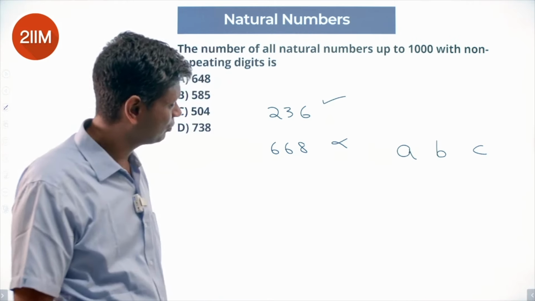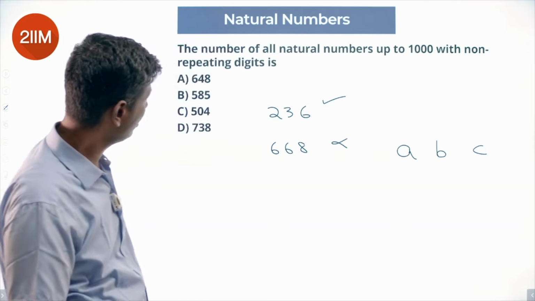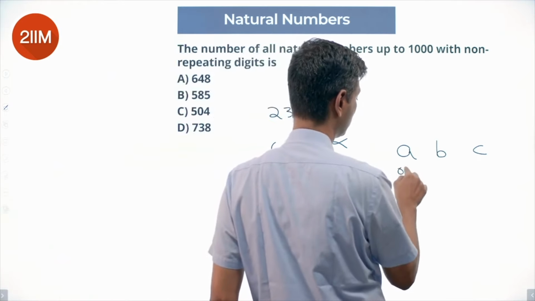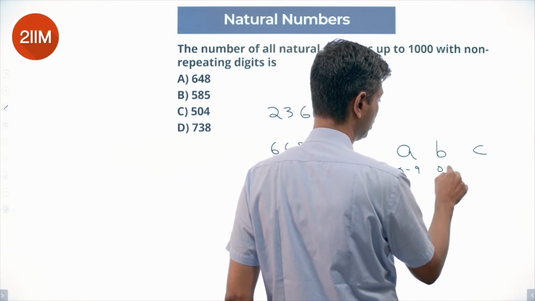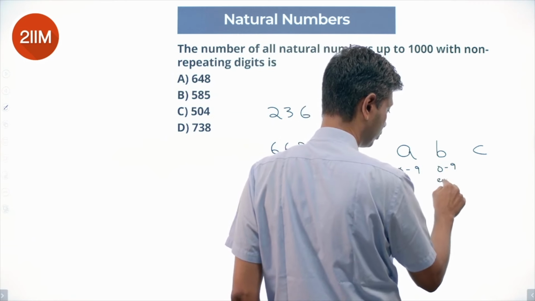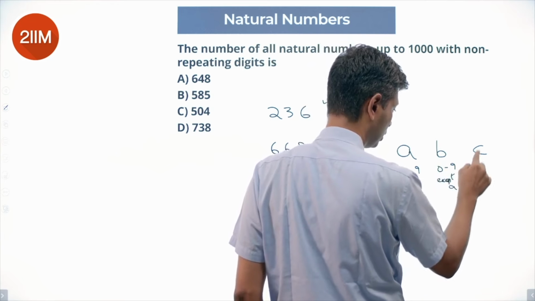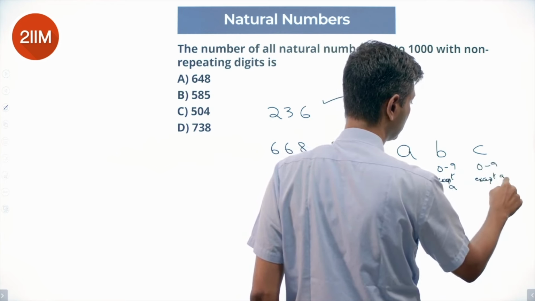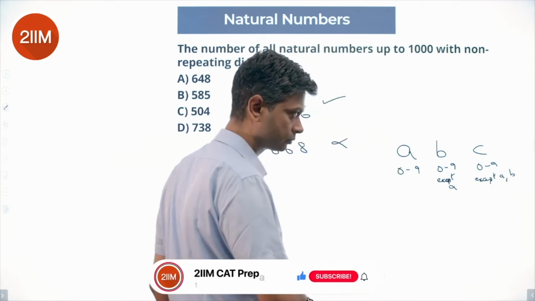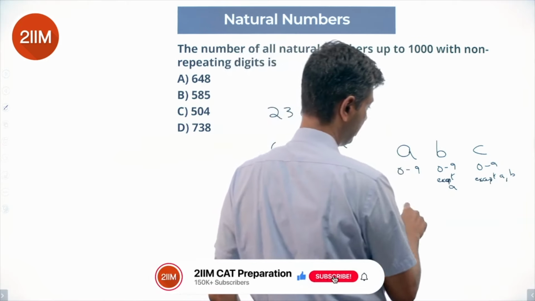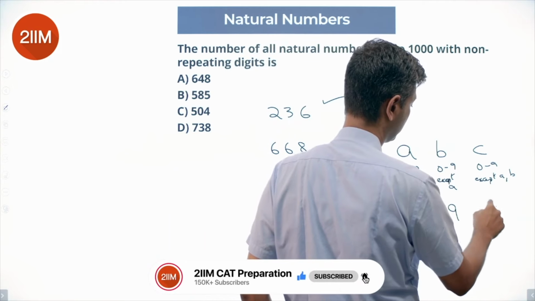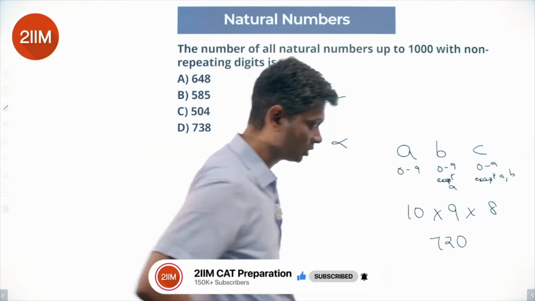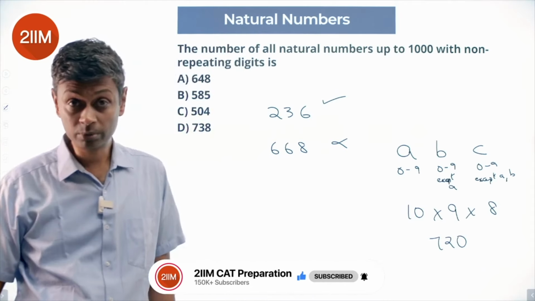So A, B, C, non-repeating digits. A could take values from 0 to 9. B will be 0 to 9 except A. C will be 0 to 9 except A comma B. So this will be 10 possibilities, 9 possibilities, 8 possibilities, 10 into 9 into 8, 720. 720 different numbers are possible.